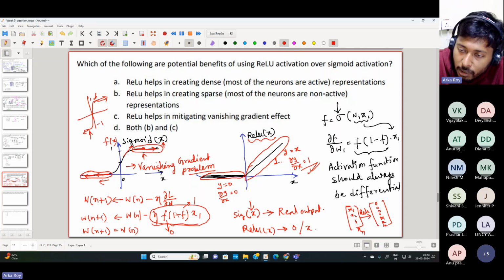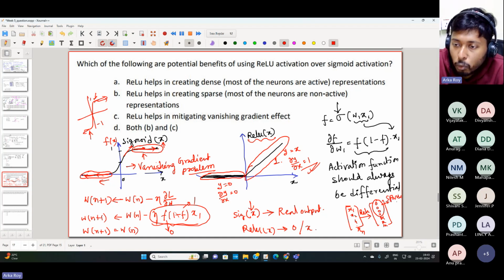So if in a matrix most of the values are 0, that matrix or vector is called sparse. Sparse means most of the values are 0. So as ReLU outputs 0 or x, ReLU gives you a sparse representation, as the majority of the values will be 0 if your x is negative. So let us scan through the solution.